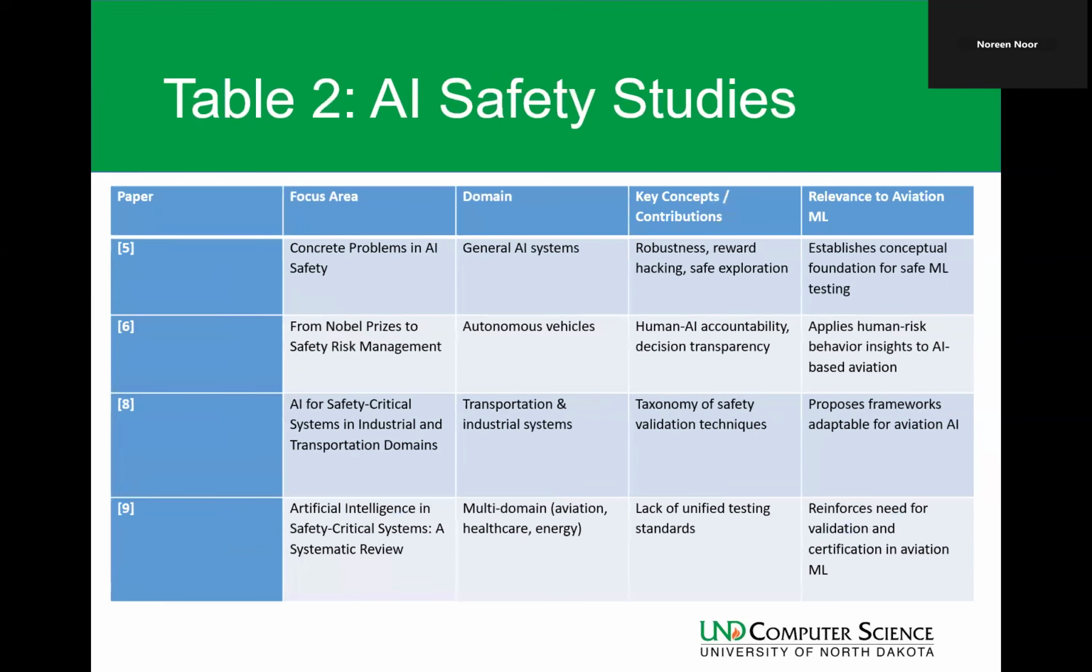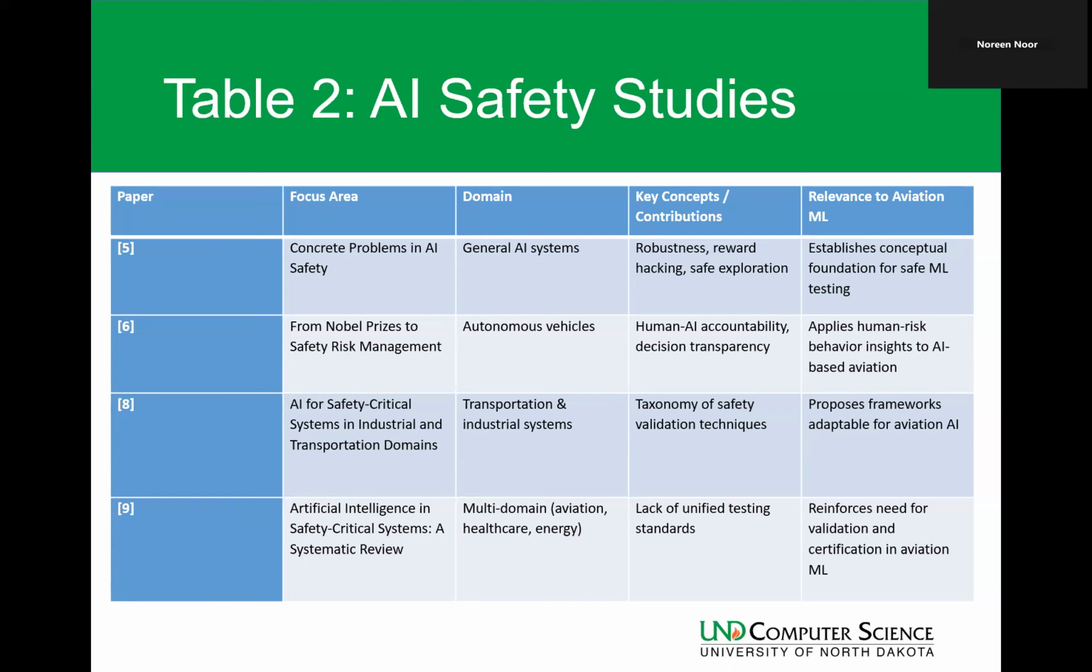Next, we have AI safety studies. Moving on to AI safety studies, this table highlights key research that focuses on how artificial intelligence can be tested and validated safely, especially in high-risk domains like aviation. The first paper, Concrete Problems in AI Safety, identifies core issues such as robustness and safe exploration. It sets the foundation for how we should approach testing in machine learning systems.